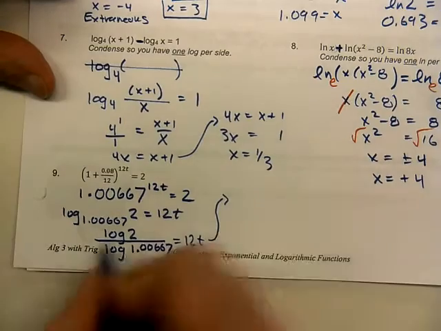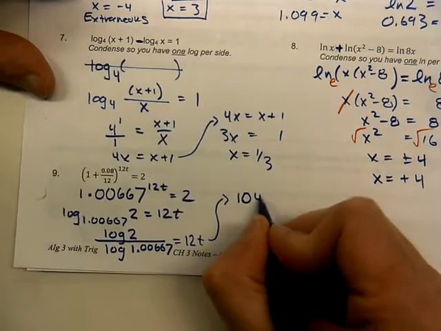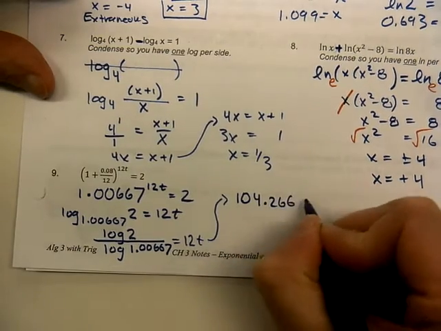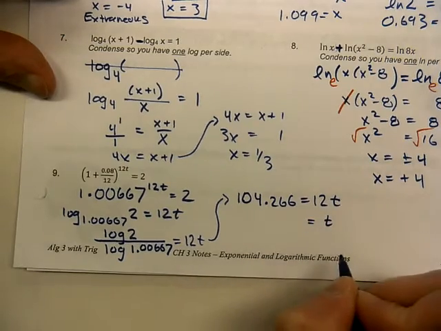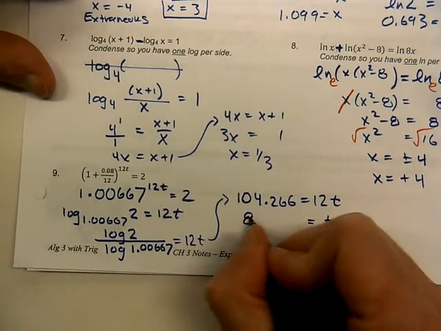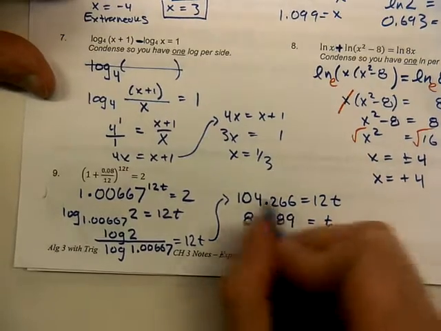So my calculator tells me the change of base gives me a result of 104.266. That equals the 12t. And then we'll divide both sides by the 12 to get a result of 8.689. So there's the time in years.